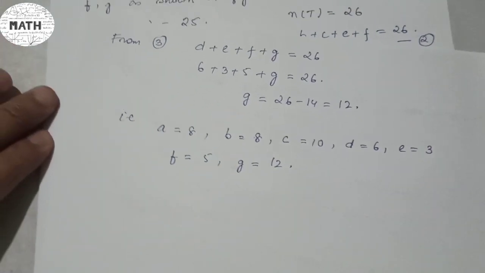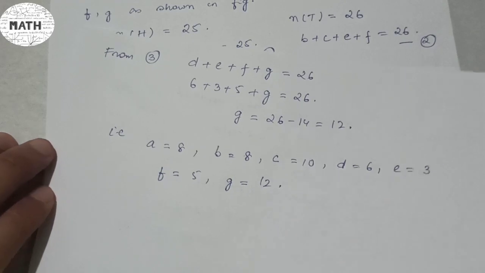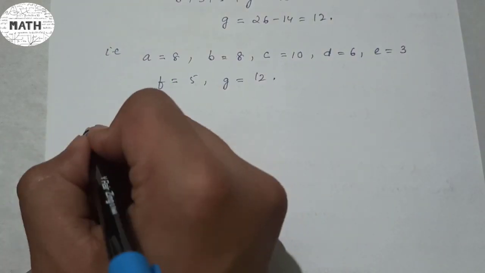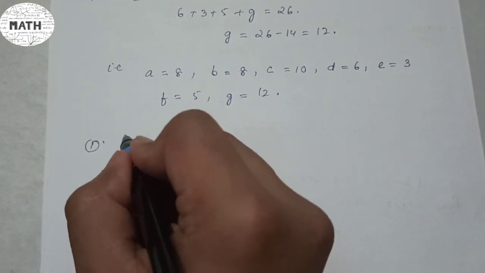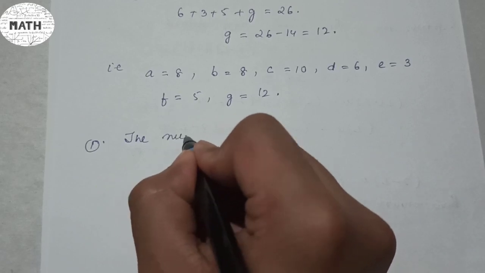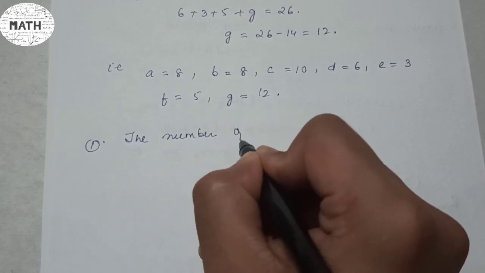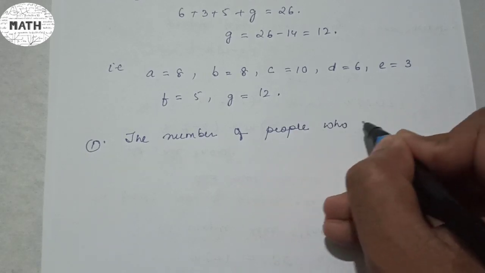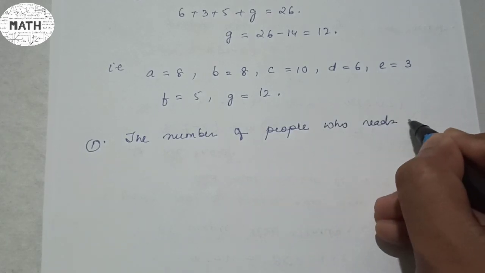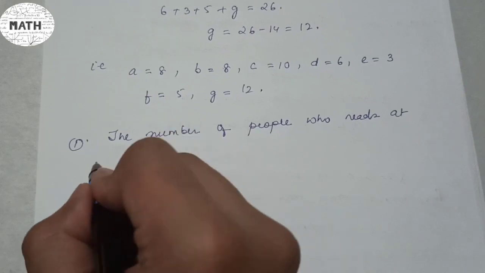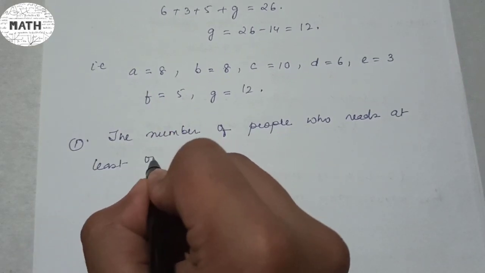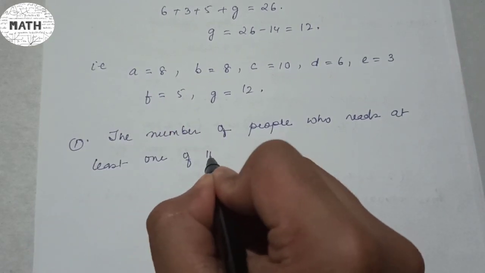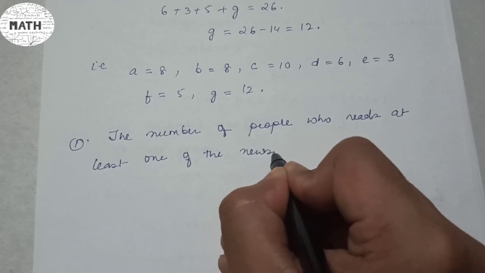So let me do question number 1. From here, question number 1 is given to be the number of people who read at least one of the newspapers.